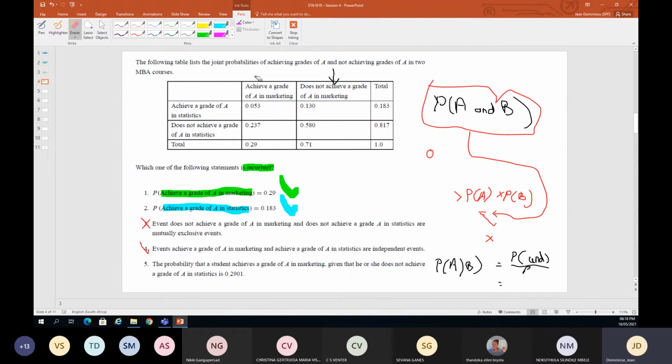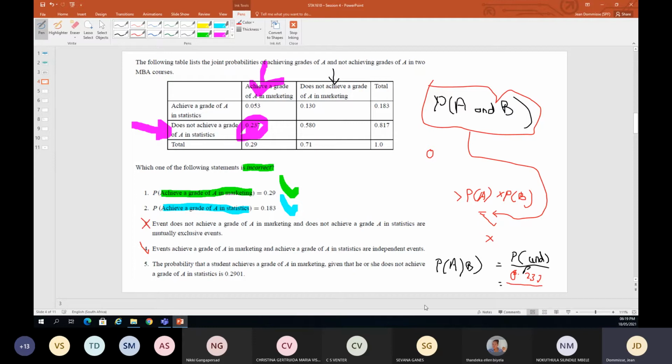So that was the one that we look at, and that's the other one that we look at. So the and is that one. So it is 0,237. Just imagine that is 0,237.